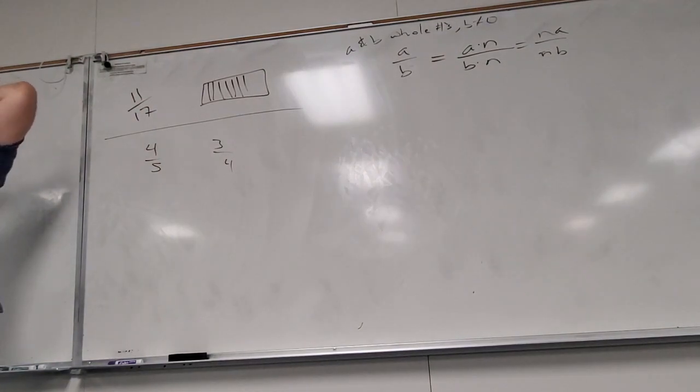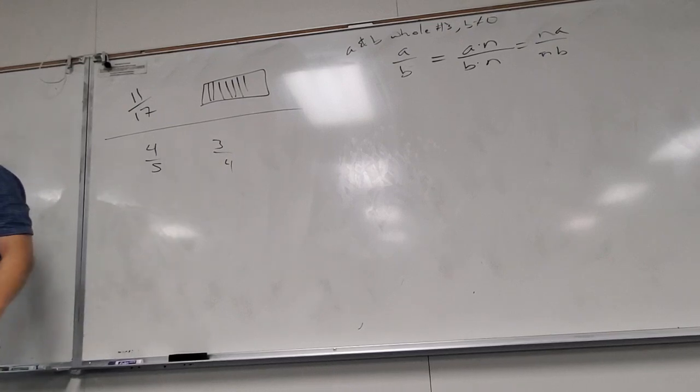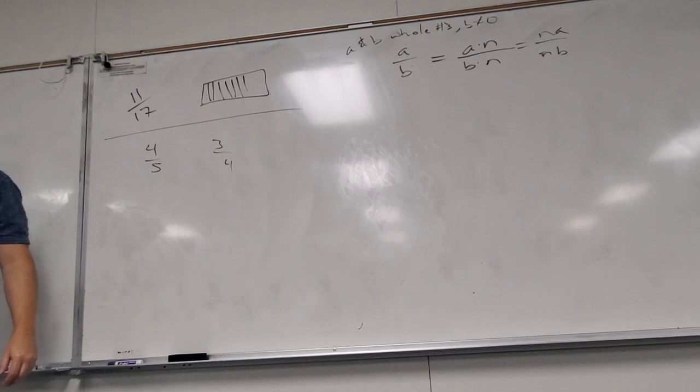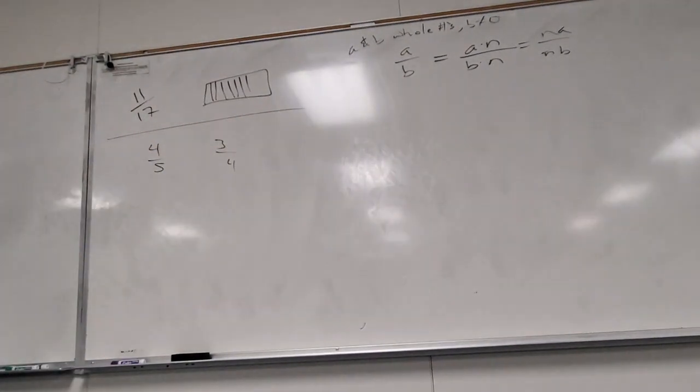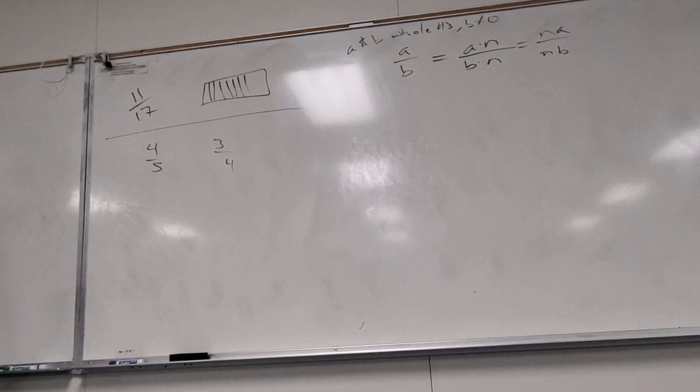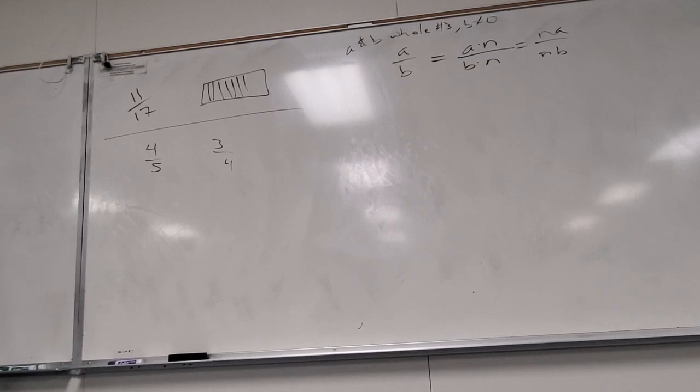What would you do? So I had some visuals earlier showing that something was equal to it. So if I use fraction strips, what would happen? So try to illustrate 4/5 and 3/4 with a fraction strip. I'll stand up here and look at you as you do that.